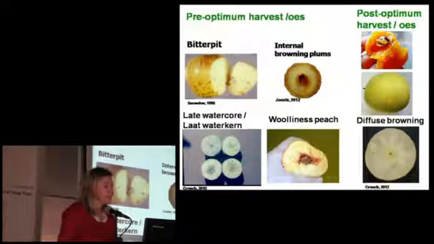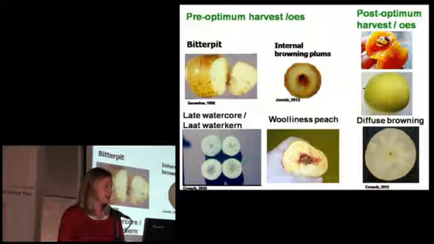Then there are a lot of other ones that I just want to highlight. For instance, bitter pit is related to a lot of factors. But again, if you harvest pre-optimum, your chances are that you will get bitter pit. Your risk is just very high if you harvest pre-optimally. Internal browning of plums is a storage-related defect, but again, if one harvests too early, the chances are good that you are going to have internal browning.